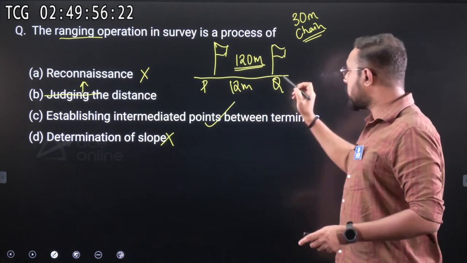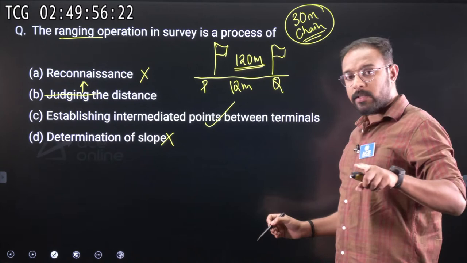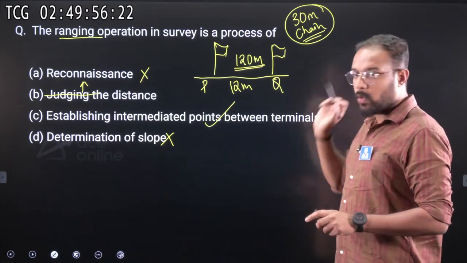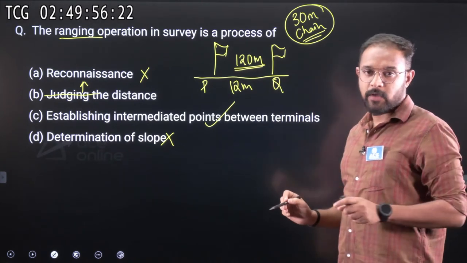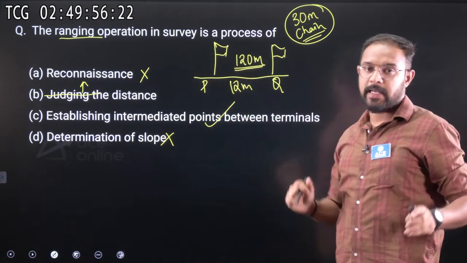So my PQ distance is 12, but the chain is 30. Can I measure the entire 12 meters at once? Absolutely yes. So we could have ranging on through. Right. So what is the condition for ranging? Ranging is necessary only when the survey line is longer than the chain length.